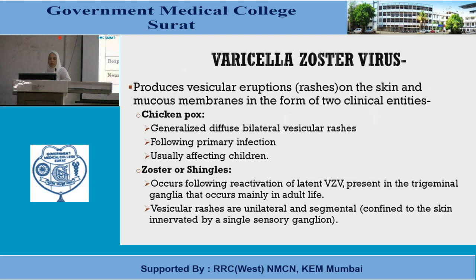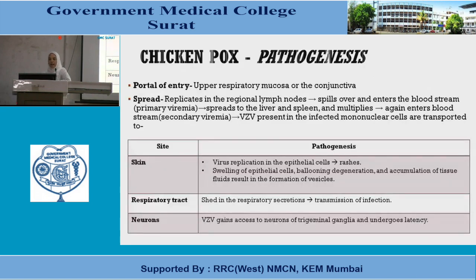So what is the pathogenesis of chickenpox? Going one by one. The entry is the upper respiratory mucosa or the conjunctiva. It spreads and replicates in the regional lymph nodes, spills over and enters the bloodstream, causing primary viremia. And once there is primary viremia, it spreads throughout systemic organs like liver and spleen, and multiplies there. Again it comes to the bloodstream, causing secondary viremia.